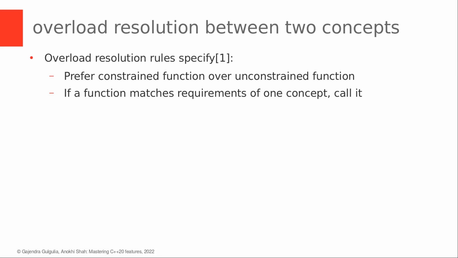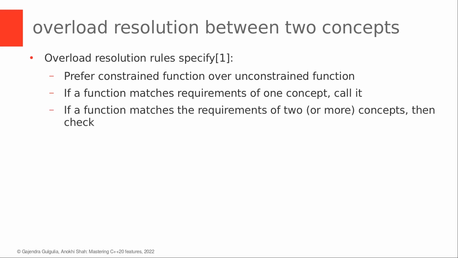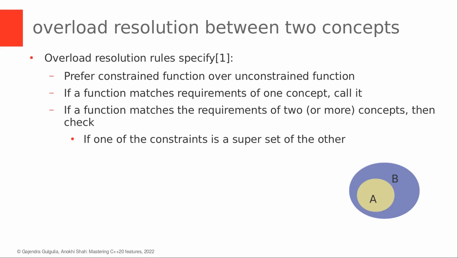Okay, let's check the third rule now. If the overload resolution matches the requirement of template parameter with two or more constraints, then the compiler checks if one constraint is a superset of the other. This can be shown by the picture on the bottom right. Here constraint A is a subset of constraint B. All the constraints specified in constraint A are specified in constraint B, plus constraint B has possibly more requirements than constraint A. In other words, constraint A is a subset of constraint B, or simply said, B is more constrained than constraint A.